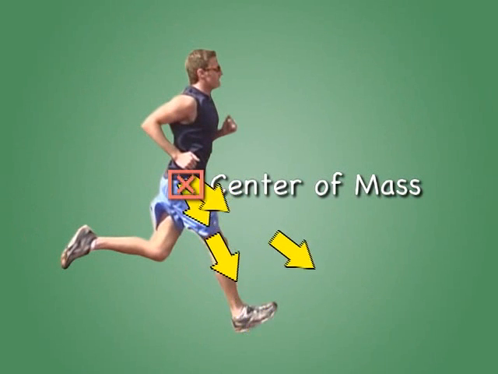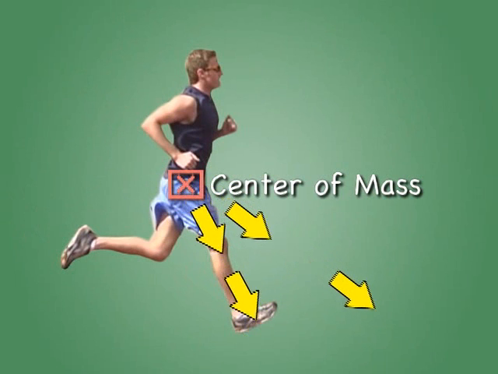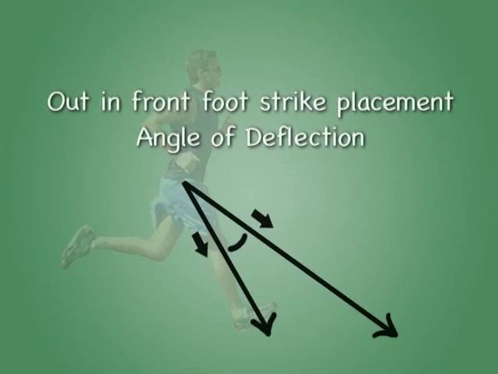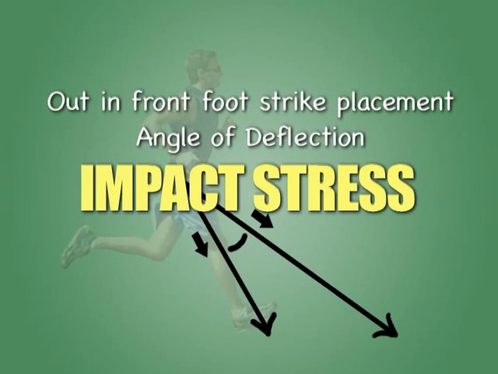This foot strike placement also dramatically increases impact stress and injury risk. When the foot hits the ground, a runner's center of mass is moving diagonally forward and down. An out-in-front foot strike position puts the leg almost in a direct line with the body's motion so that it will absorb the greatest amount of impact stress.